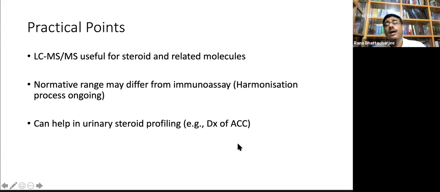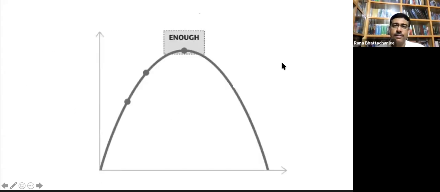In future, these methods will be very useful in urinary steroid profiling, which, as you know, can be very helpful in many situations like diagnosis of congenital adrenal hyperplasia, diagnosis of adrenocortical carcinoma, and so forth. So there are many exciting newer developments going on in this field. I think this is sufficient for today.